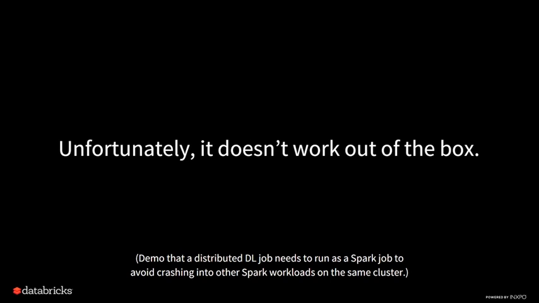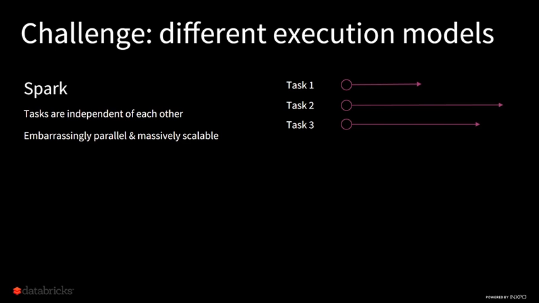In order to make it work, we need to run the distributed deep learning job as a Spark job, such that the Spark scheduler can recognize this workload and schedule resources on other worker nodes, to avoid this collision. However, this is not an easy task. That's why we need this Project Hydrogen initiative, and I will briefly explain why.